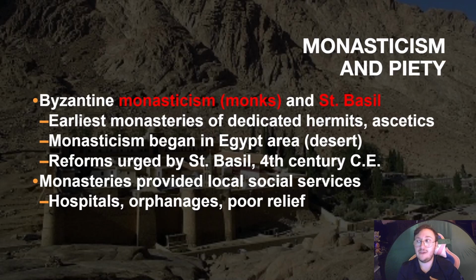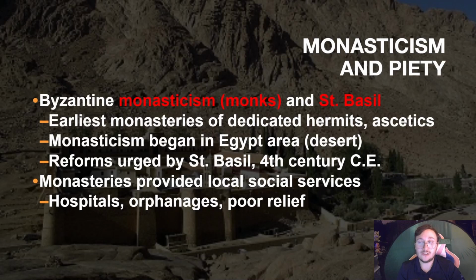Right. Also, during this time, we have an increase in monasticism, and monasticism means monks. Right. It's a monastery system, and they're going to really start to kick off during the Byzantine Empire with St. Basil. And for the most part, monasteries and monks were hermits and ascetics, where they kind of just stuck to themselves. They were completely self-sufficient.